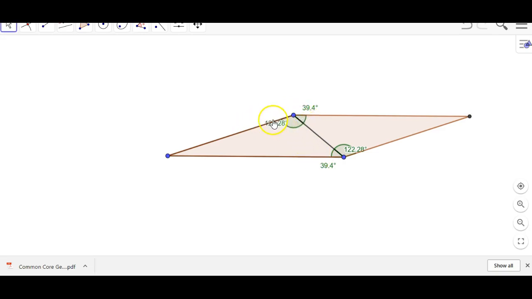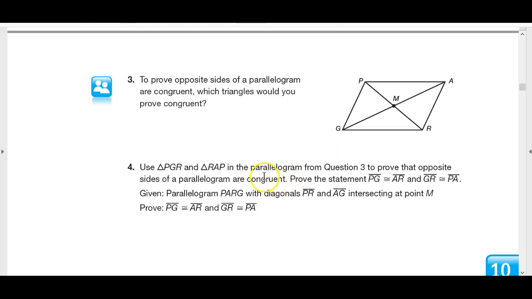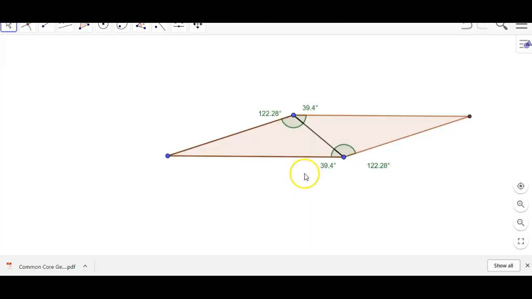Because of alternate interior angles here and here, alternate interior angles here and here, by angle, side, angle matches angle, side, angle. And therefore, we have proven that the two triangles are congruent. So if the two triangles are congruent, by CPCTC, what do I know?